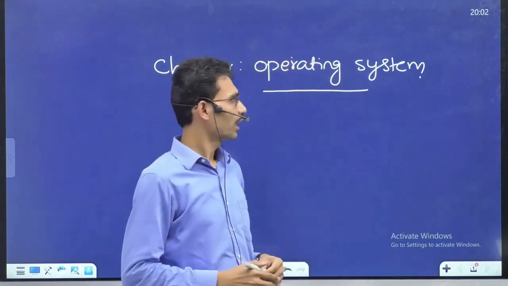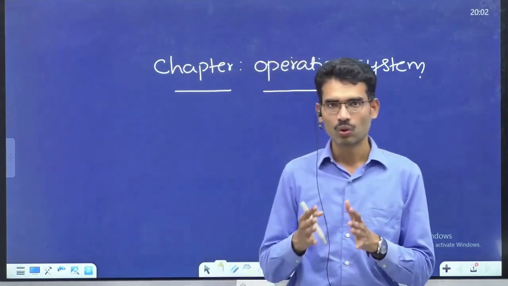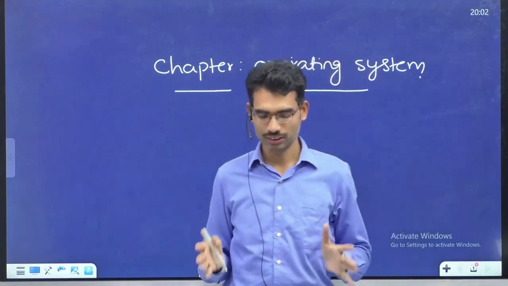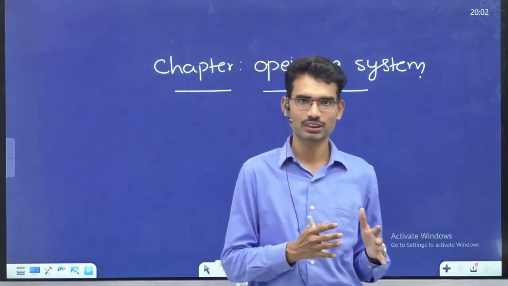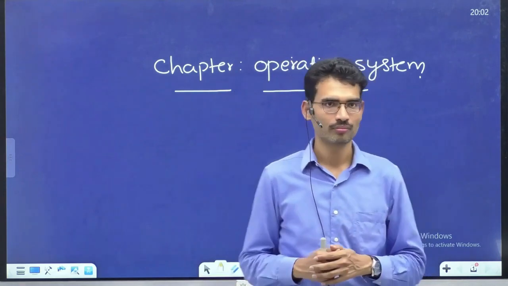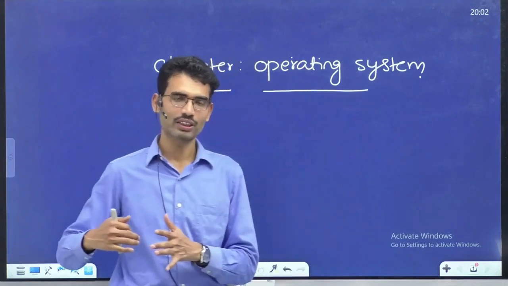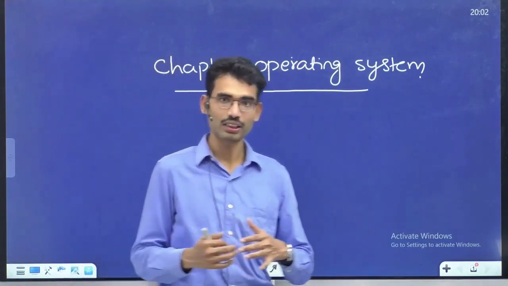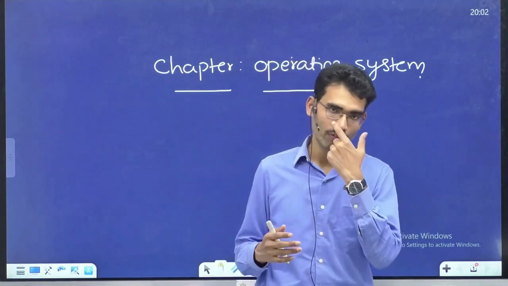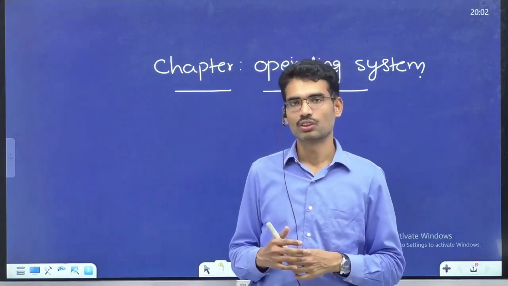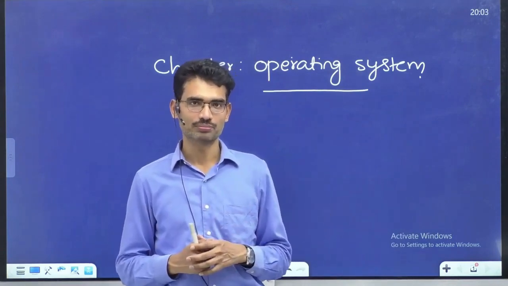When it comes to input, output, and central processing unit, we have two different components. One is the hardware component, the second one is the software component. When it comes to hardware, we have different types of input devices and output devices. This is with respect to hardware. When it comes to software, we have seen different types of software.